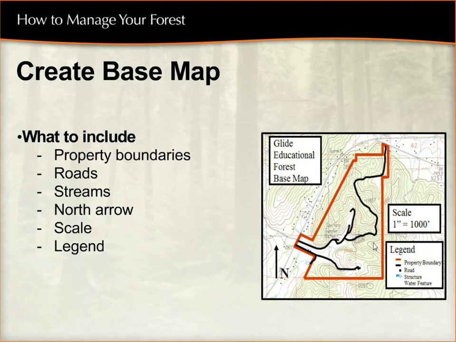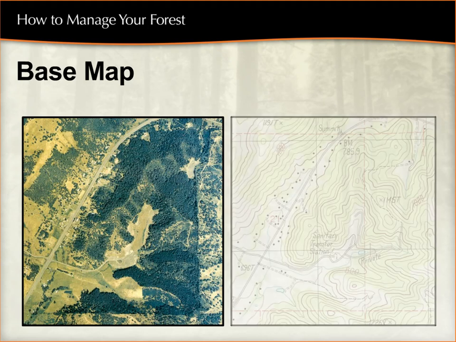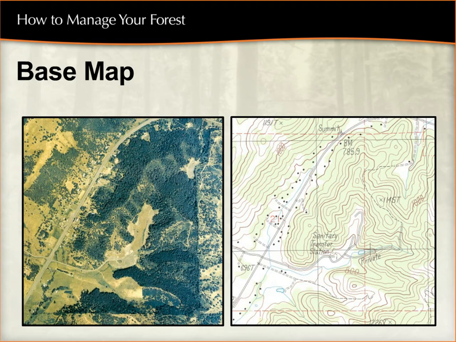So, the first thing we need to do is create a base map that will guide our inventory. You want to include on this base map things like your property boundaries, roads, streams, other physical features, and also a north arrow, scale, and legend, things that should be on any map. Base maps are commonly made by overlaying features like roads, fences, vegetation, etc. on top of aerial photos or topographic maps. This can be done manually using plastic overlays, or they can be done on a computer.